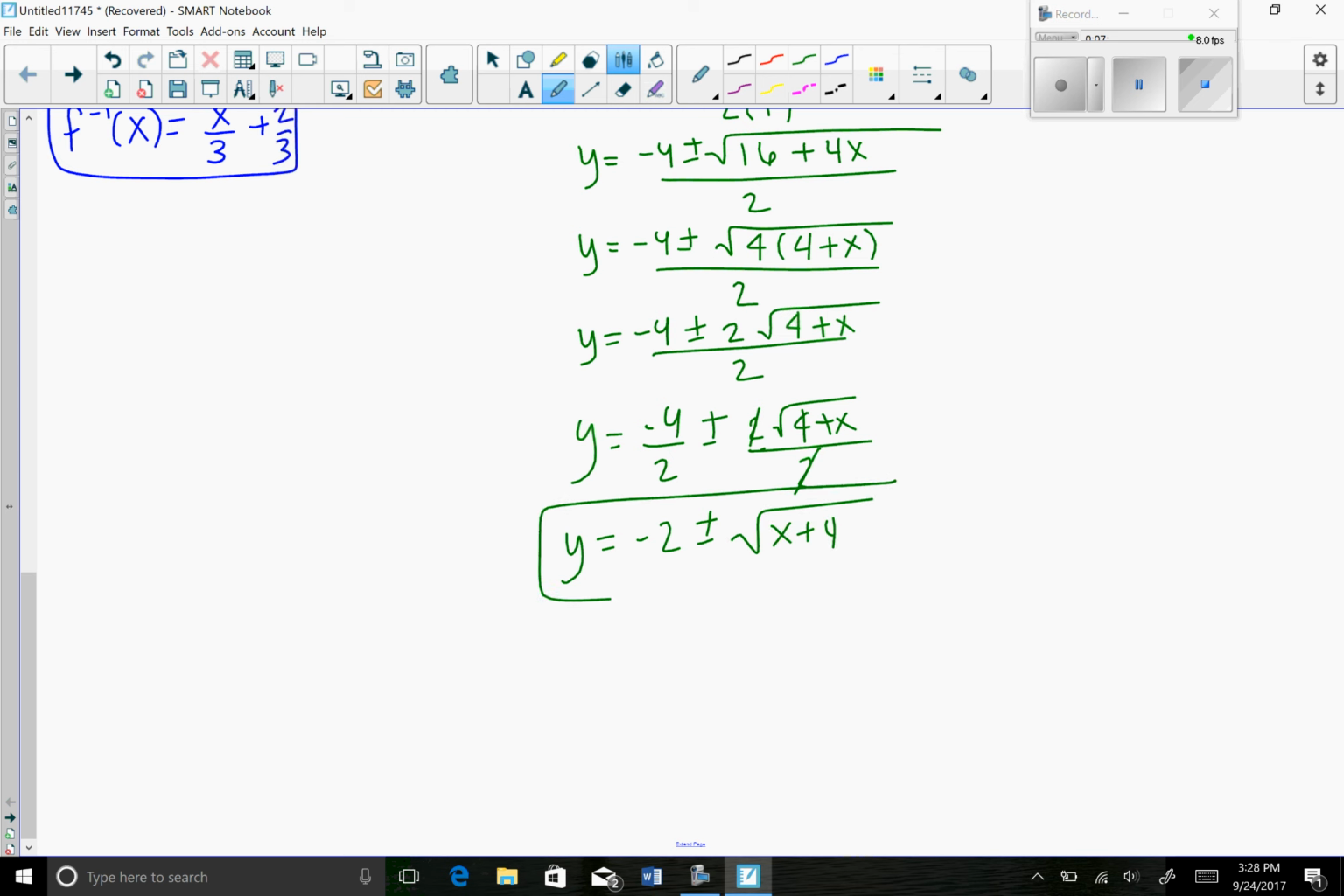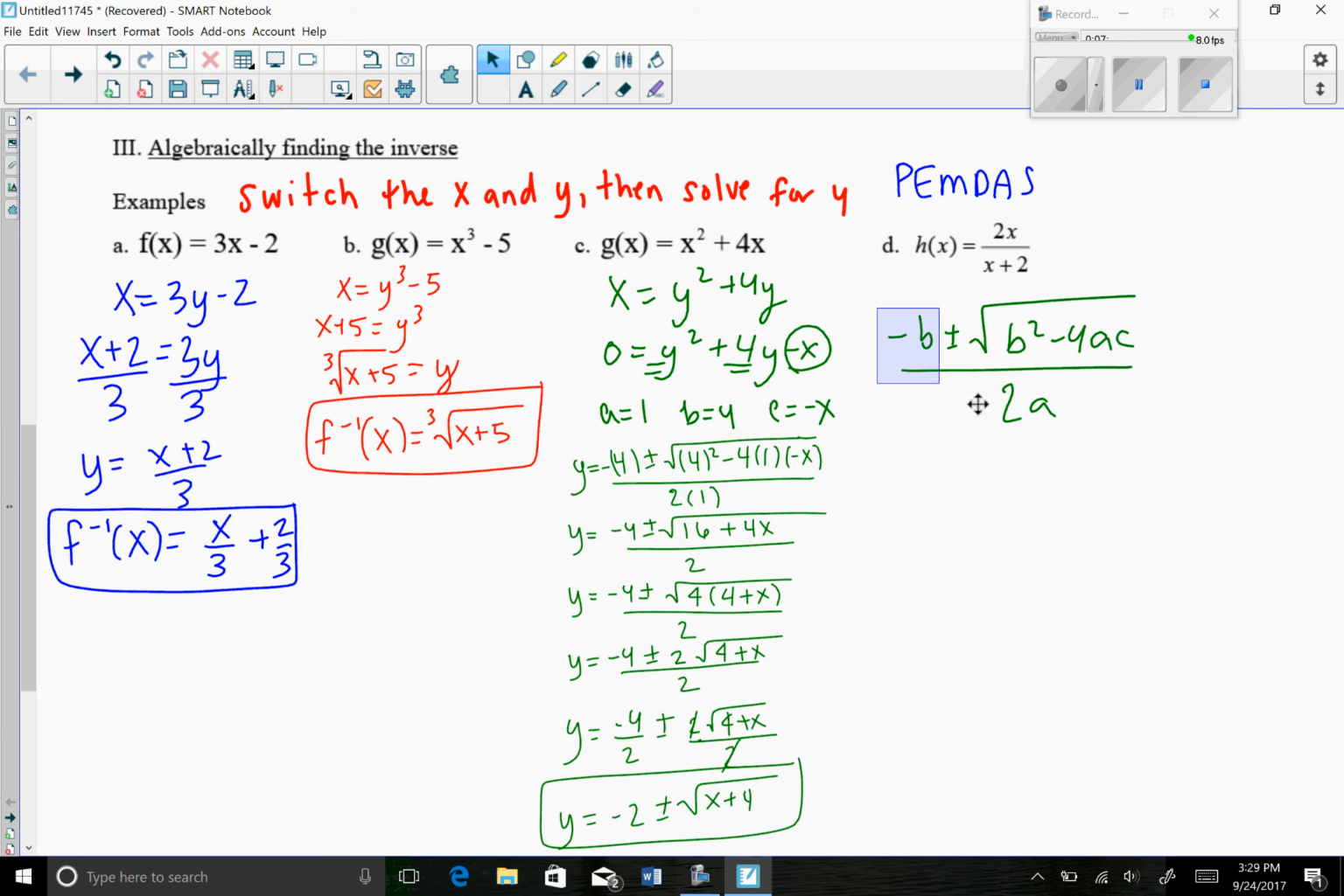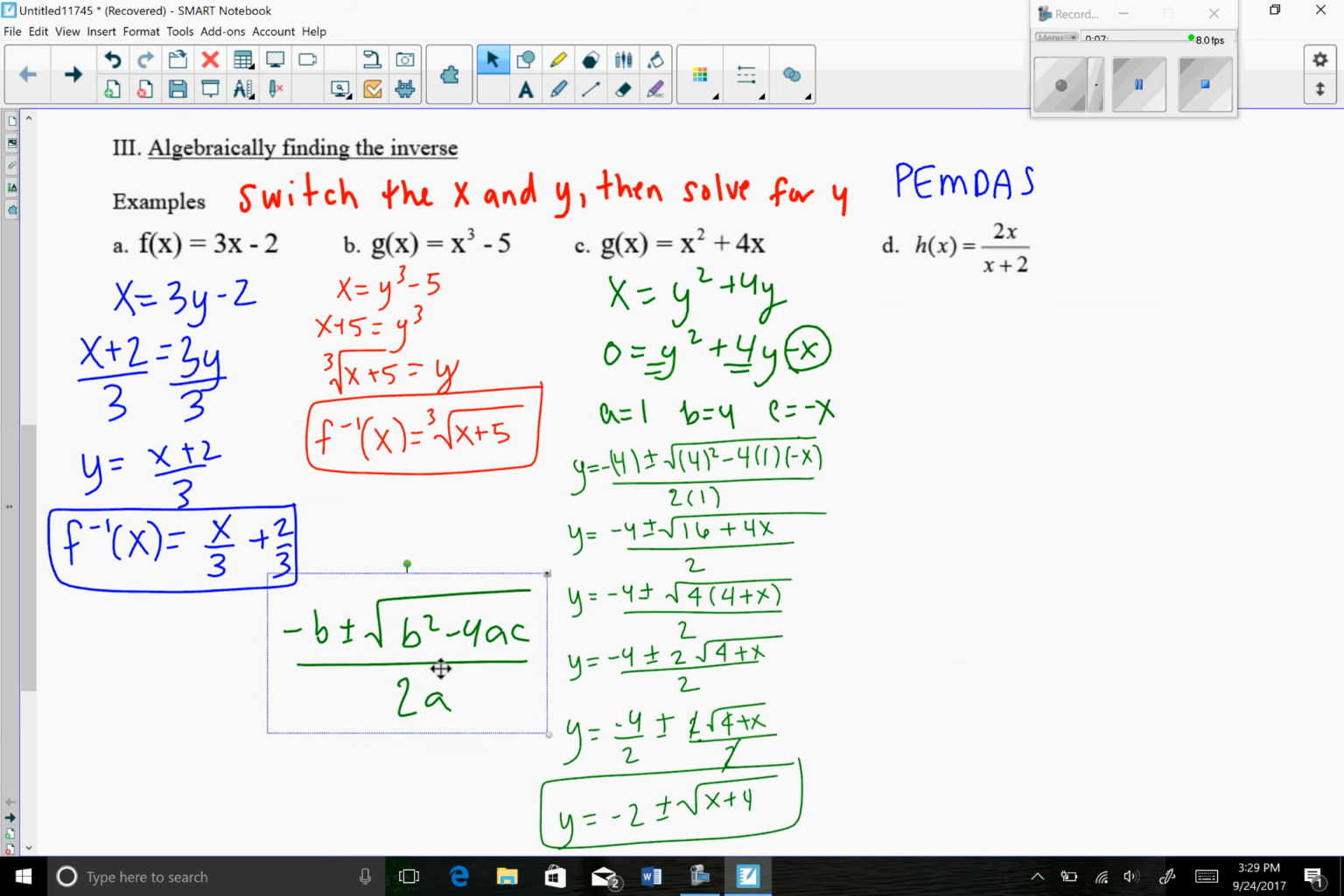And this is not a function because we know that for every input we have the plus or minus there, so we would have 2 output values for that. And I'm going to go ahead and move this so it's not in our way for the next problem.